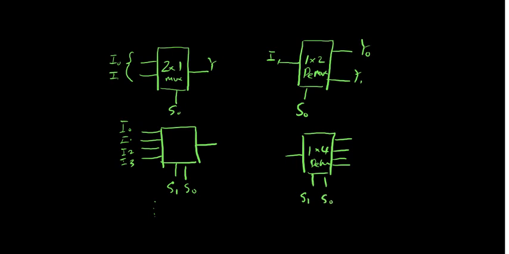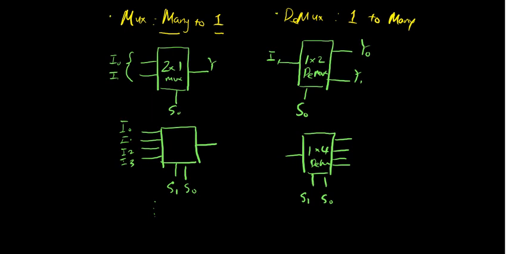All right, so the basic principle is that a multiplexer is from many to one, many inputs to one output. On the other hand, a demultiplexer takes one input to many outputs. So you can remember this to understand the demultiplexer based on the select input data.